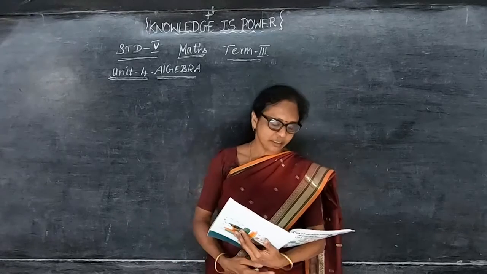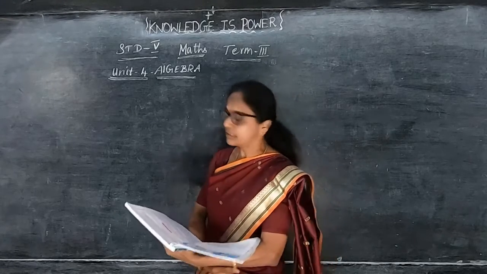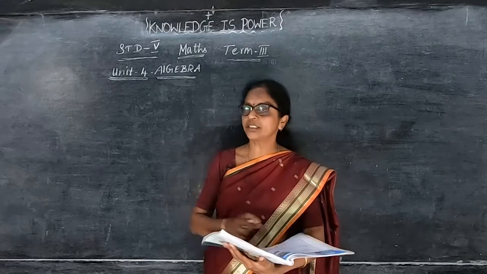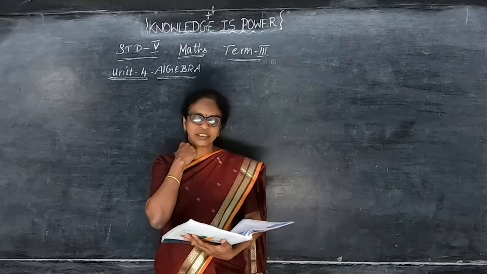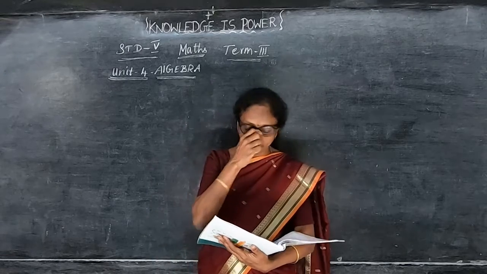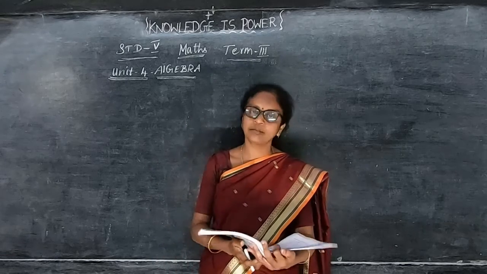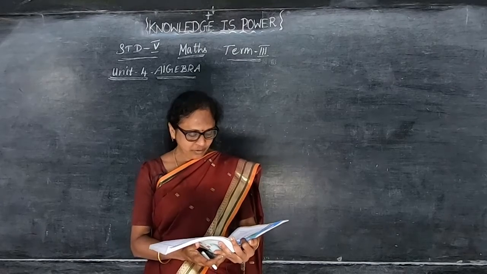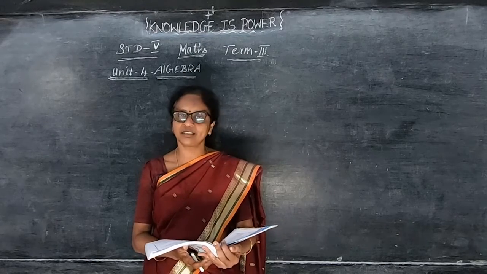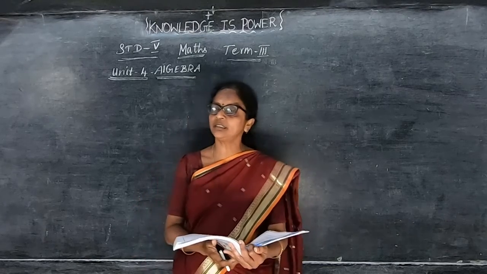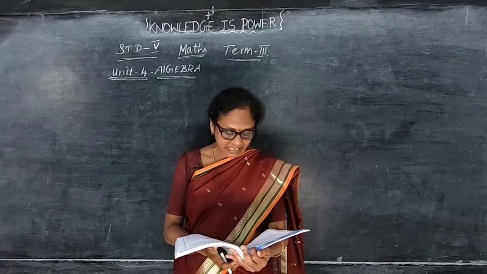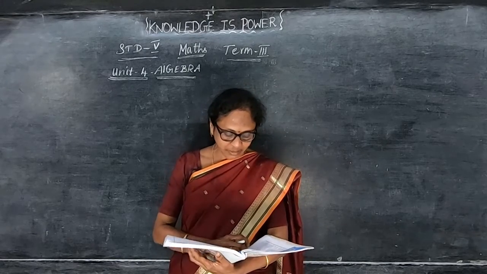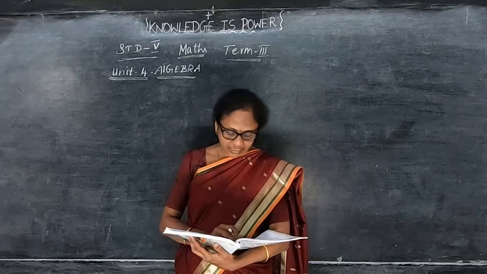Now I am going to start the standard 5th maths, that is unit 4, algebra. So far you have seen addition, subtraction, multiplication, division and estimation. Now, algebra: what do you mean by algebra? Algebra consists of the use of numbers and letters. They will give letters instead of numbers to solve the problems. Even for addition and subtraction they use letters like that, no?